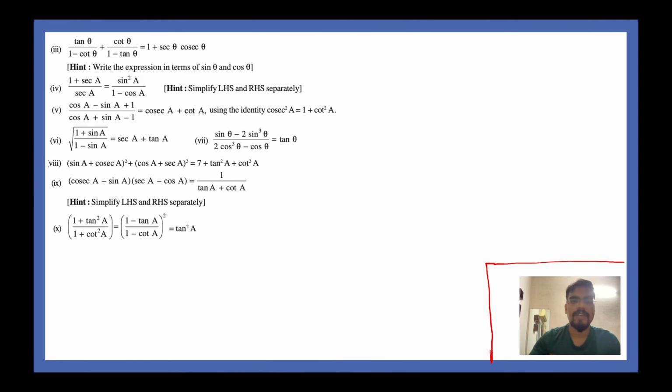Okay. Yes. Now we have completed question number 5. Now let's move to question number 6. So on the LHS side, we have under root of 1 plus sine A divided by 1 minus sine A. This is our LHS. Next thing that we have to do is simply LHS is equal to this.